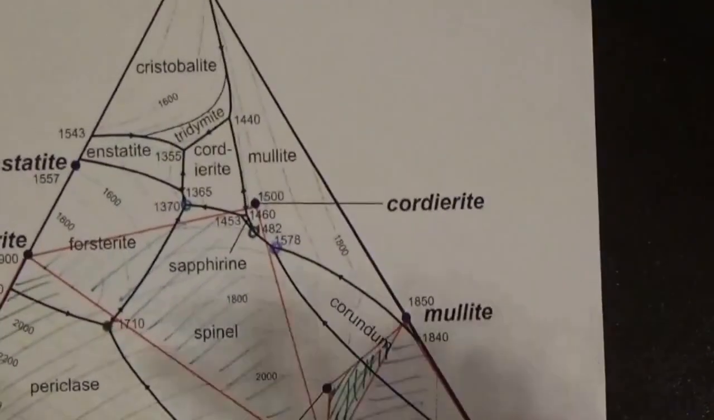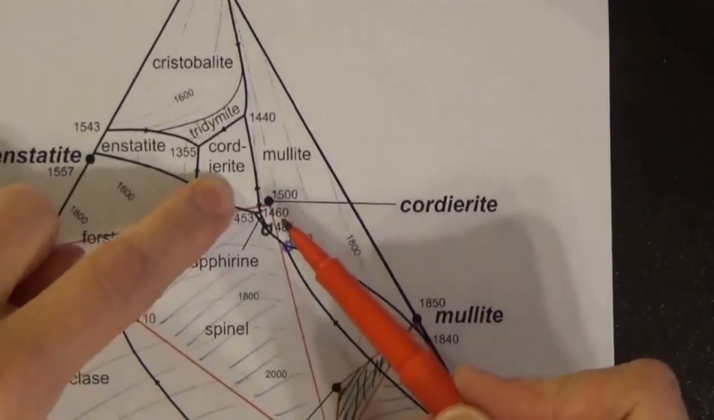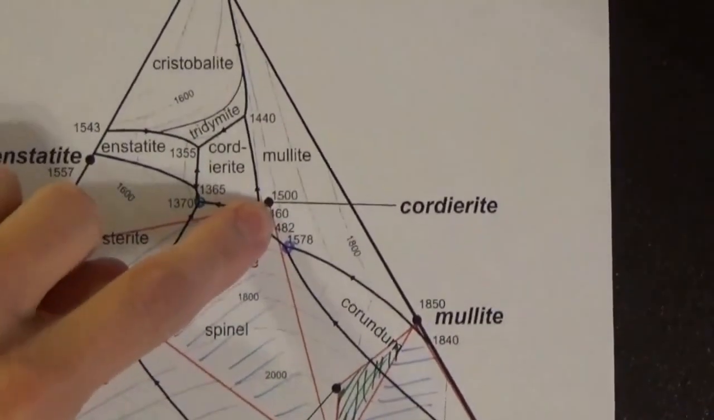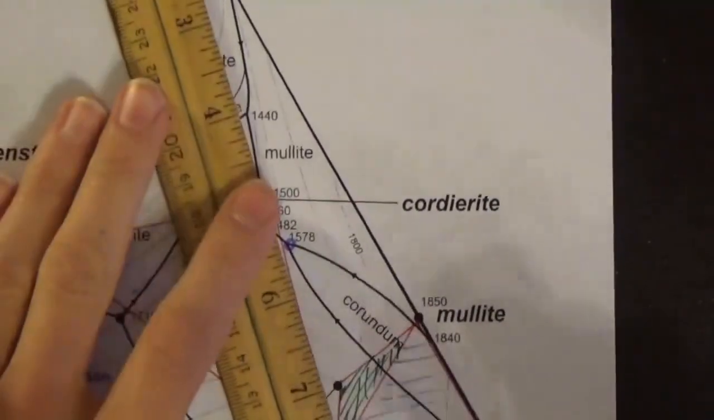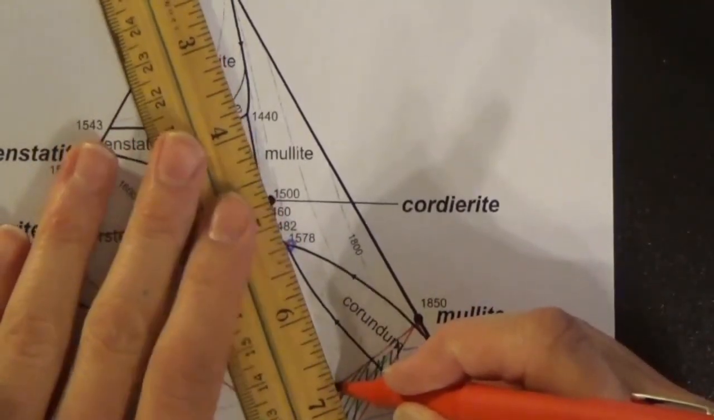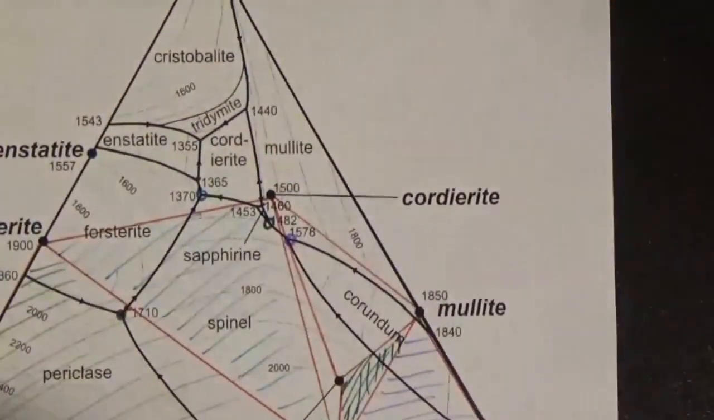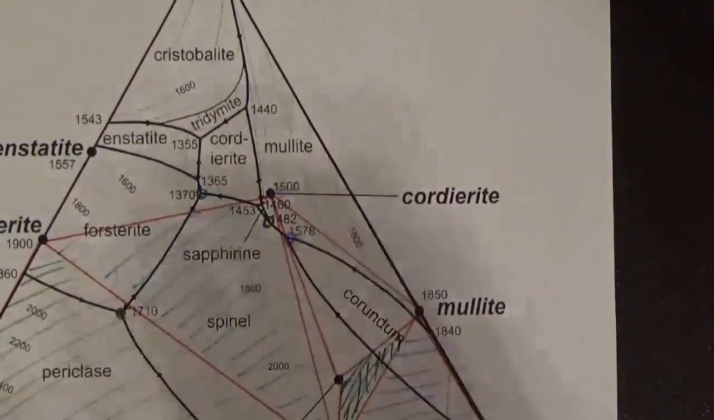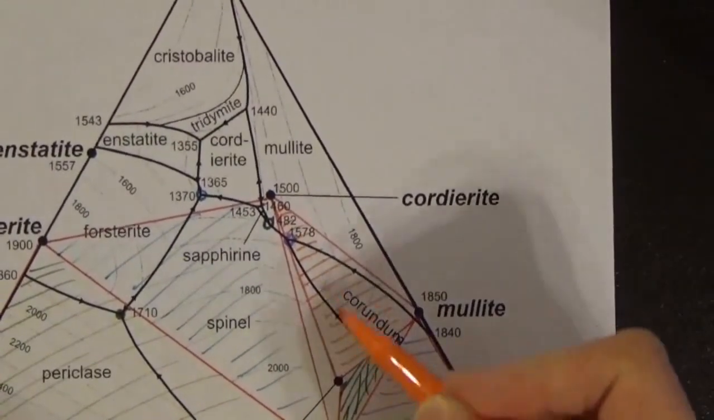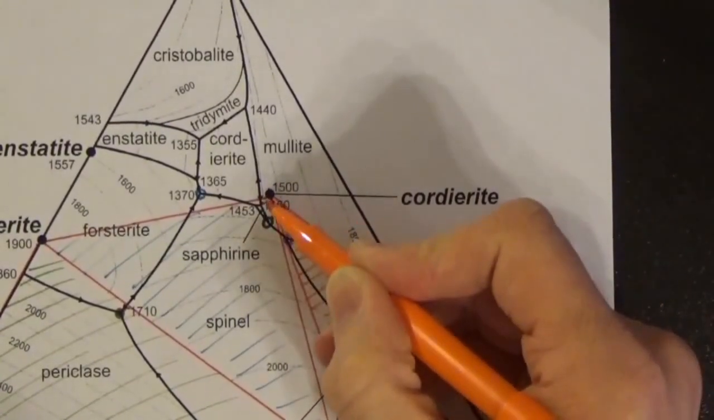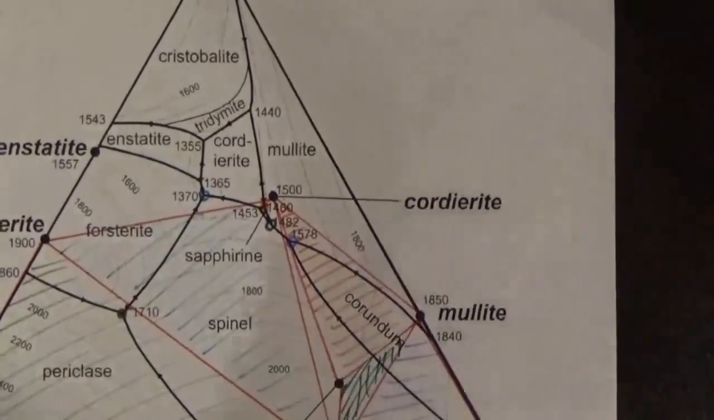Okay, let's identify some more of these. That point is sapphirine, mullite, and cordierite. So let's see, cordierite is there, mullite is here, sapphirine is here, so that means this compositional triangle. And I'm going to make that orange. So that compositional triangle has eutectic, mullite, sapphirine, cordierite. Right there.